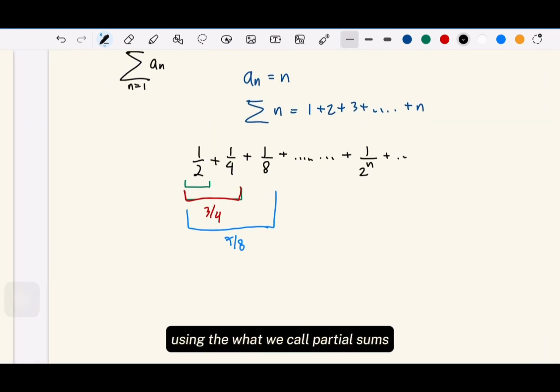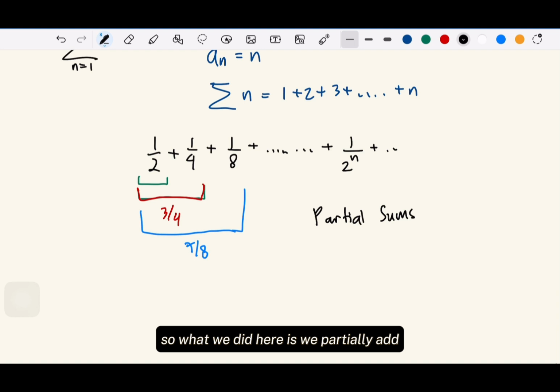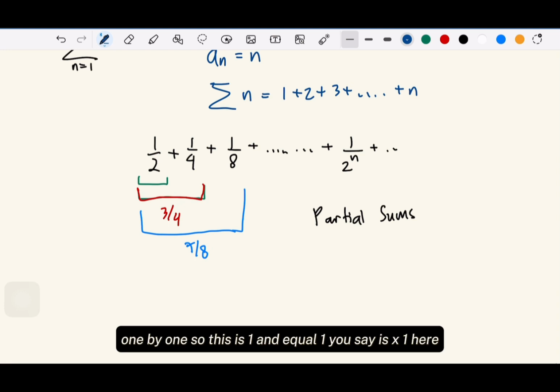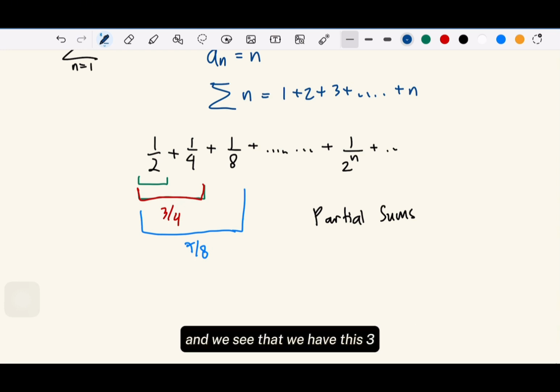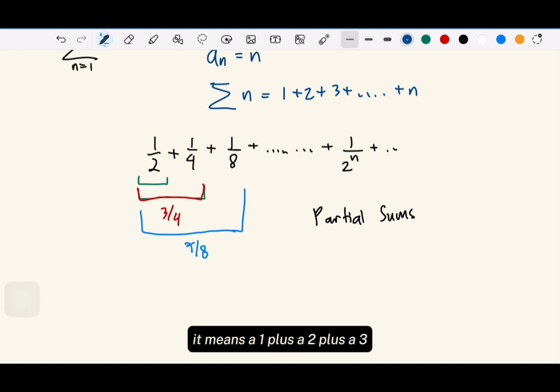Using what we call the partial sums. So let me explain about partial sums. What we did here is we partially add one by one. When n equals 1, we say it is S1 here. And then we say S2, which means A1 plus A2. And then we see that we have this 3. It means A1 plus A2 plus A3.